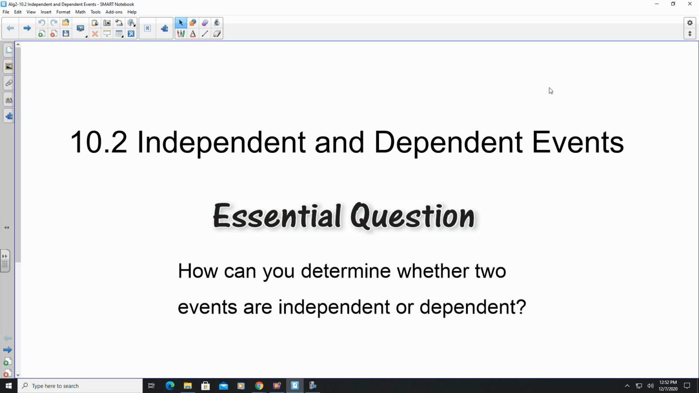If we are looking at an independent event, that is when the occurrence of one event does not affect the occurrence of another event. A dependent event is when you have two events and one event does affect the occurrence of the other event, and we'll take a look at different examples to help us determine which formula we are going to use.